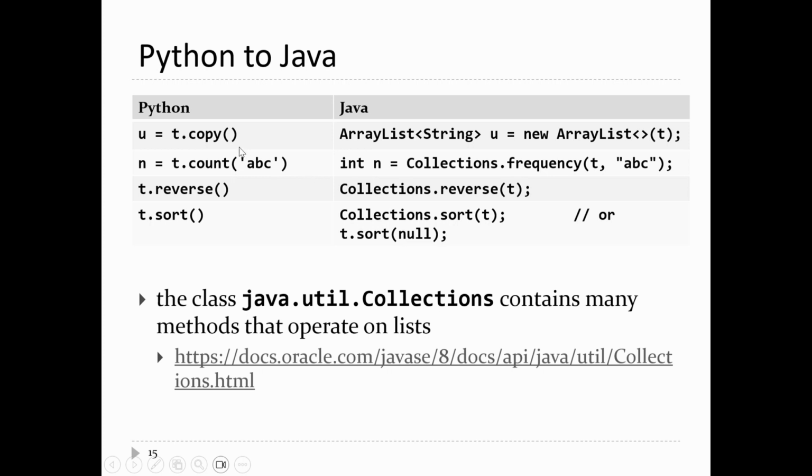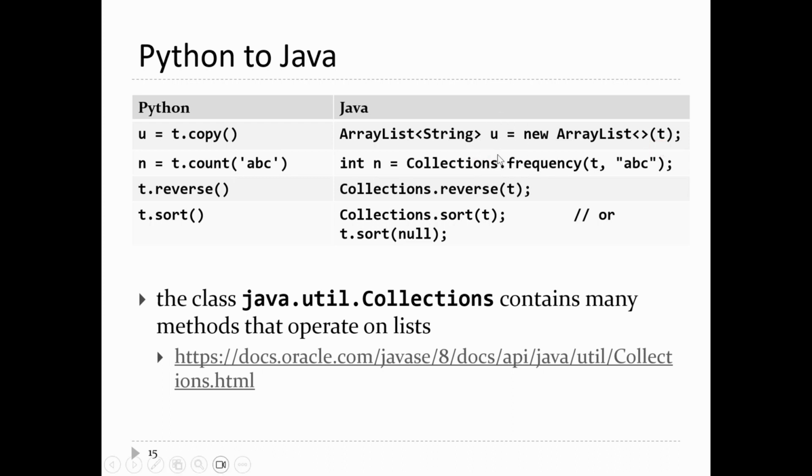To copy a list in Python, you can use copy. You can also create a slice, right, of the entire list. Right? In Java, you just call the copy constructor. Right? And so you can make a new list U, call the constructor, and pass in the list that you want to copy, right? And that produces a new independent copy of the list T, right? If you modify U, T doesn't change, right? If you modify T, U doesn't change.